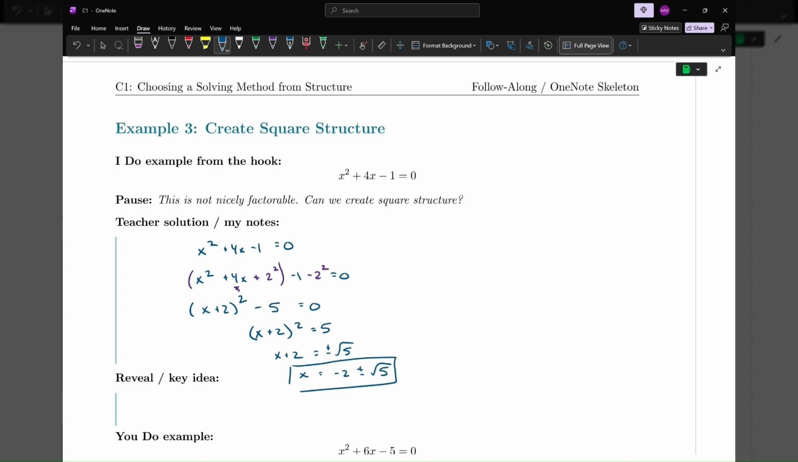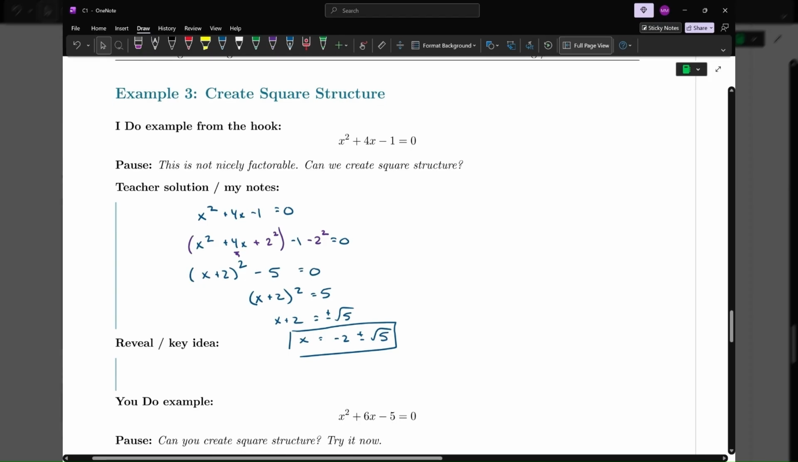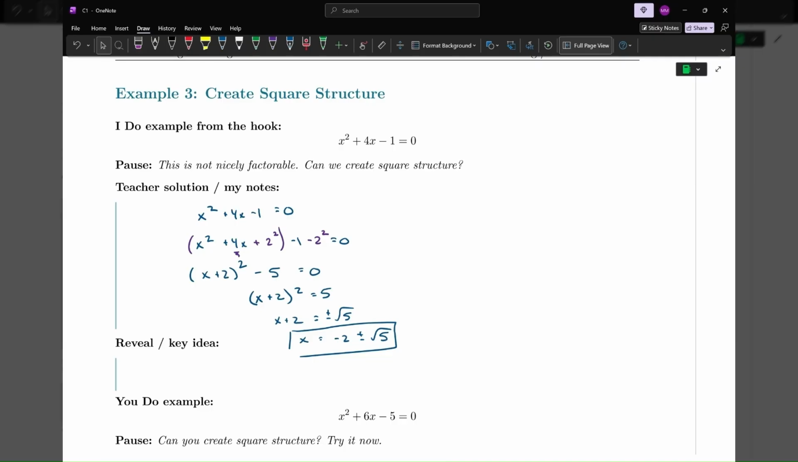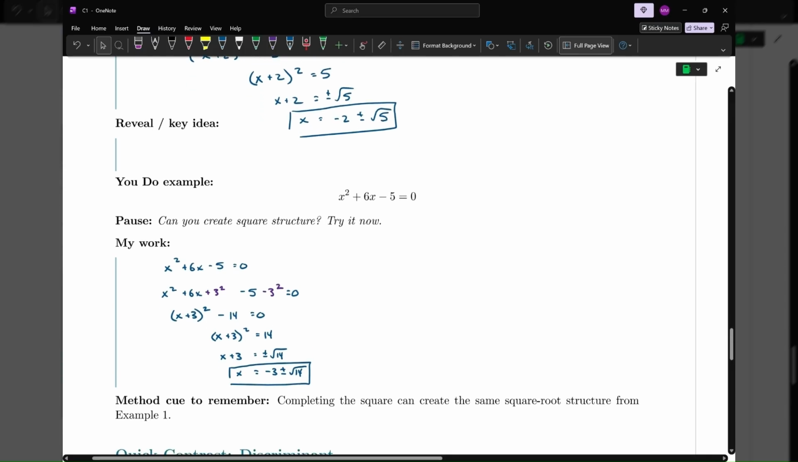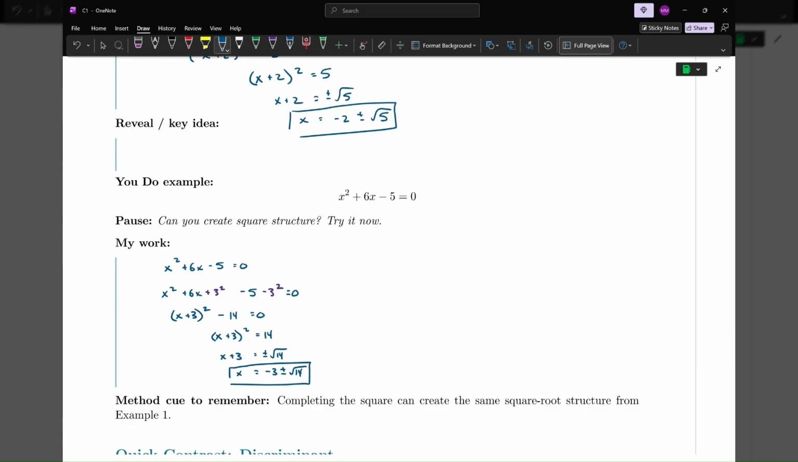Okay. So here's one for you. x squared plus 6x minus 5 equals 0. So again, look for that structure. Now, that looks like it might be able to factor. So take a look, confirm for yourself whether or not you could, and then solve the question. Okay. So there's your solution. So that one did not, in fact, factor. It looked like it might. It didn't. So I completed the square and solved.